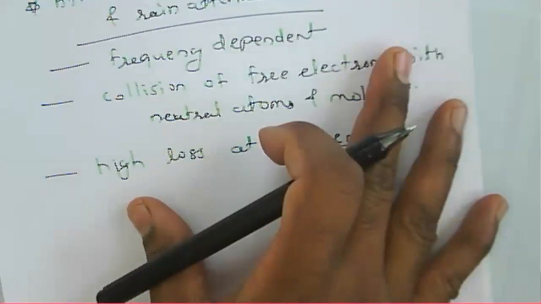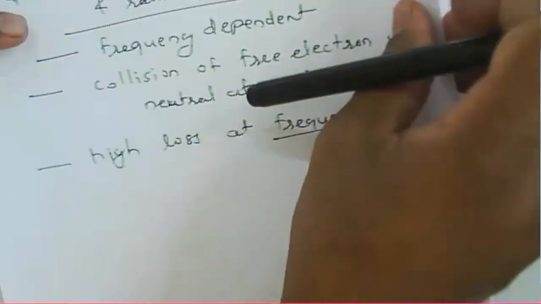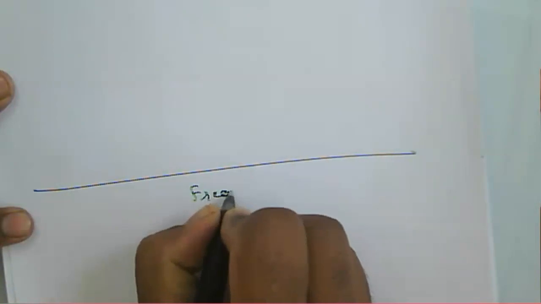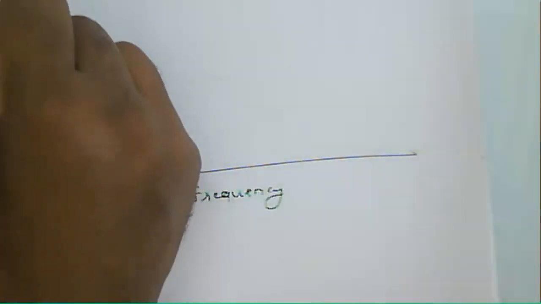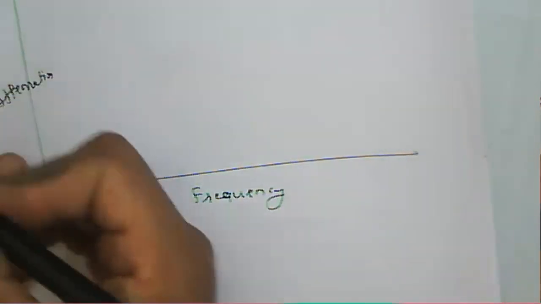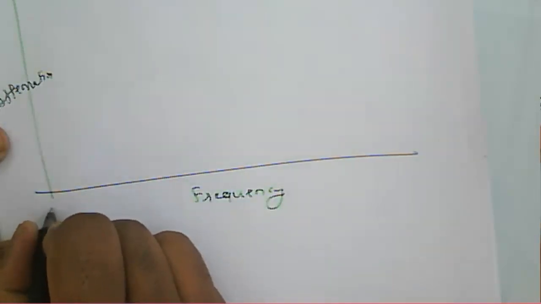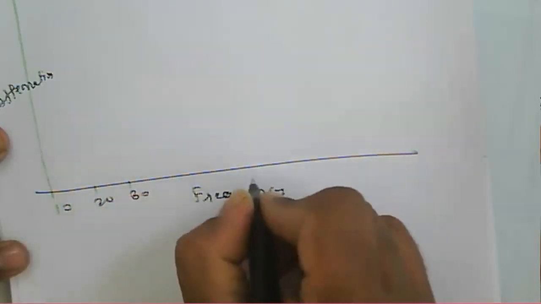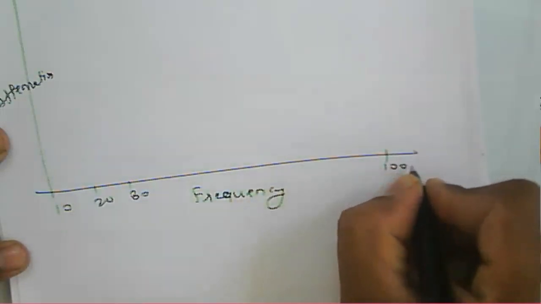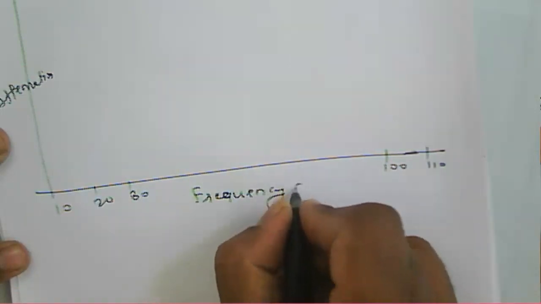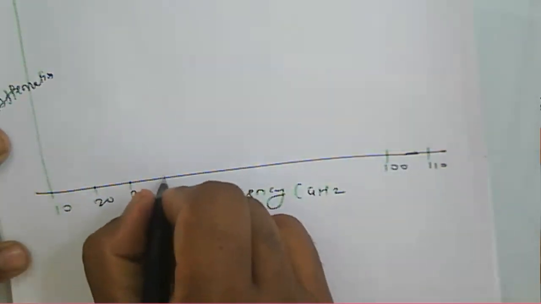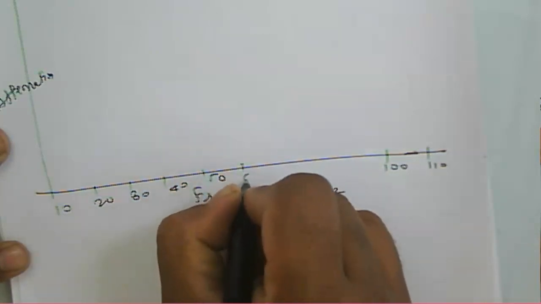So we can consider a graph here. This axis is the attenuation, and this one is the frequency, from 10 to 100 gigahertz, in gigahertz, with marks at 40, 50, 60.